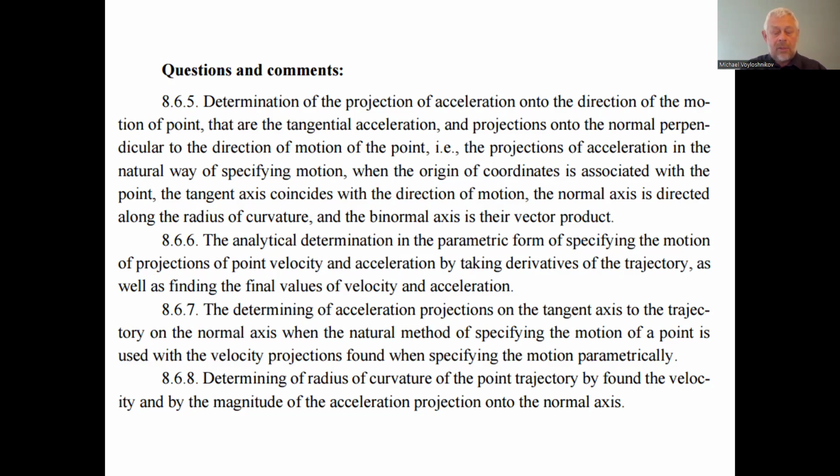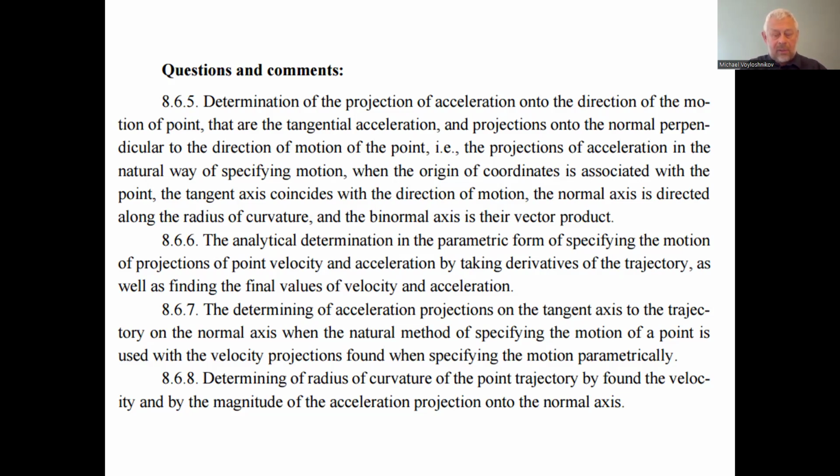Problem 67: determining the acceleration projections on the tangent axis and on the normal axis when the natural method of specifying the motion of the point is used, with the velocity projections found from the parametric specification of the motion. Having the coordinates specified parametrically, we can find the components of velocity as the derivatives of the coordinates by time. Next, we can find the components of the acceleration as the second derivatives of the assigned coordinate dependencies, or the first derivatives of the velocity dependencies.